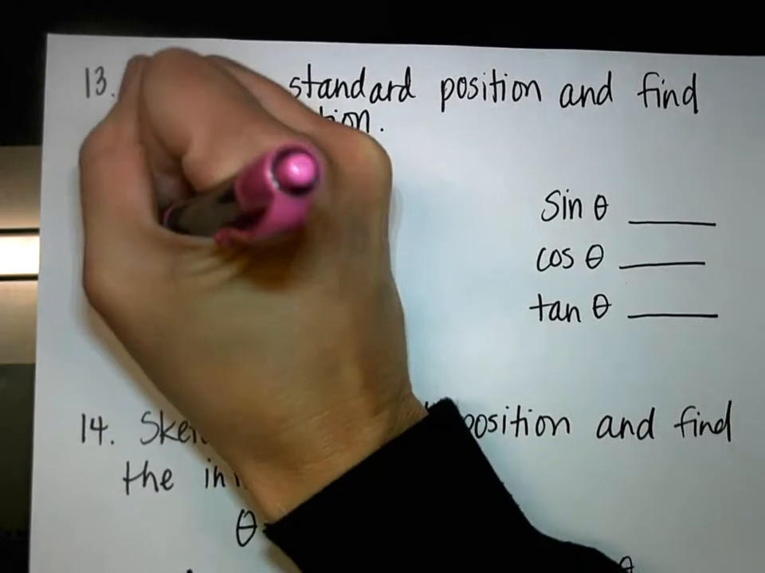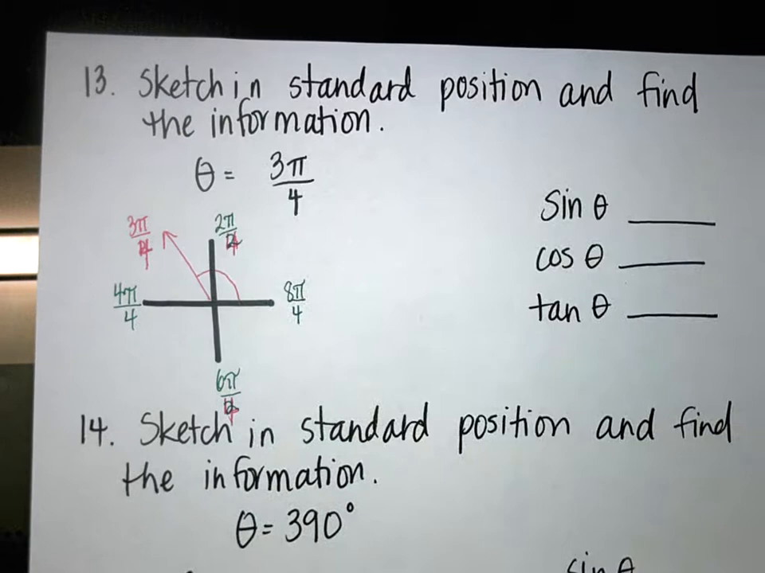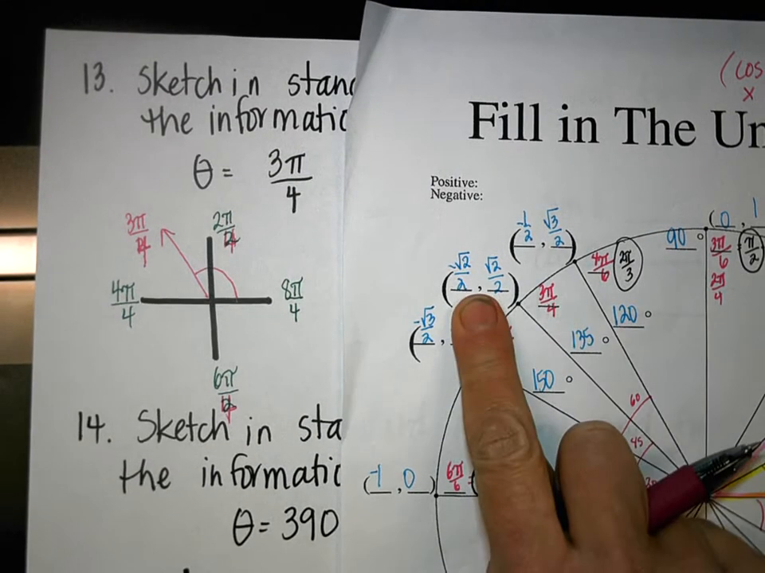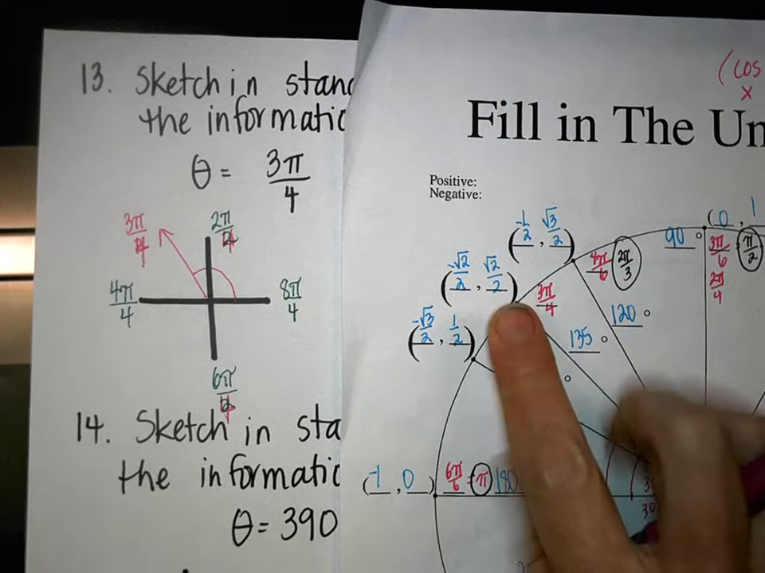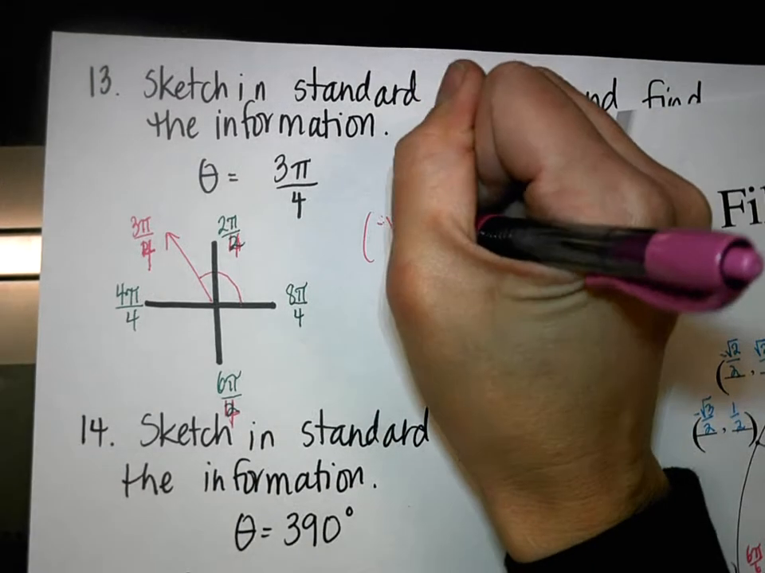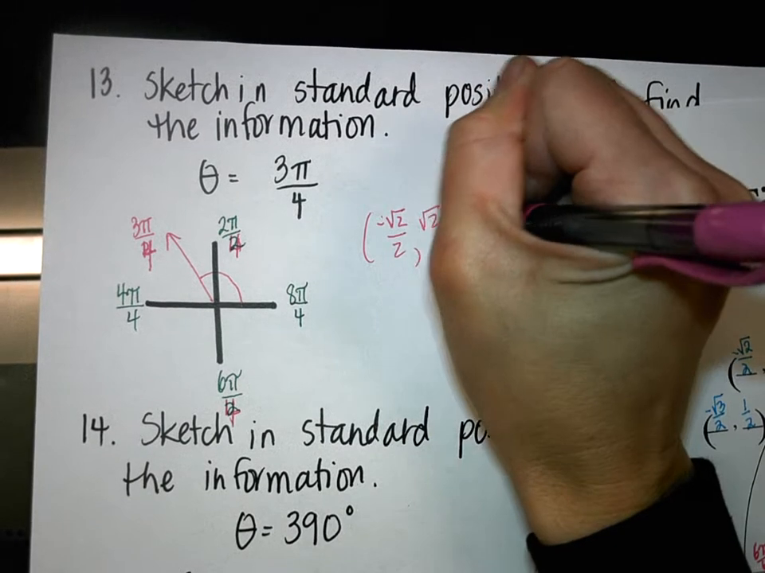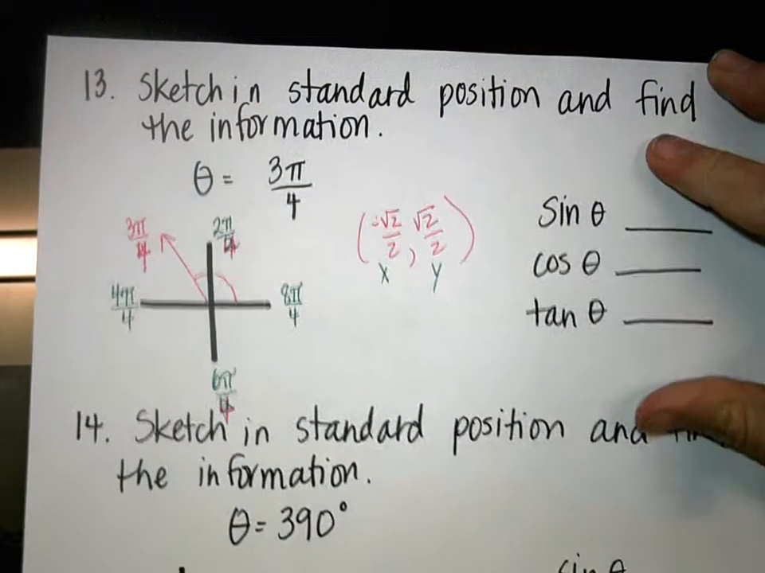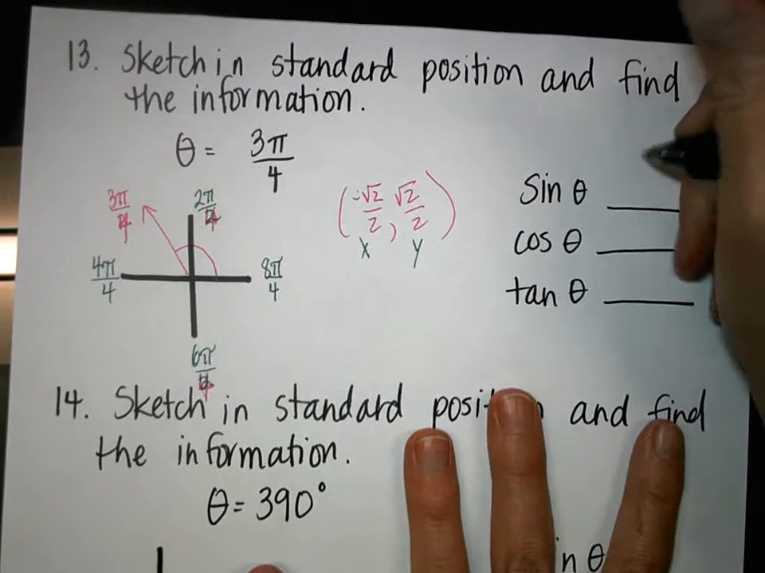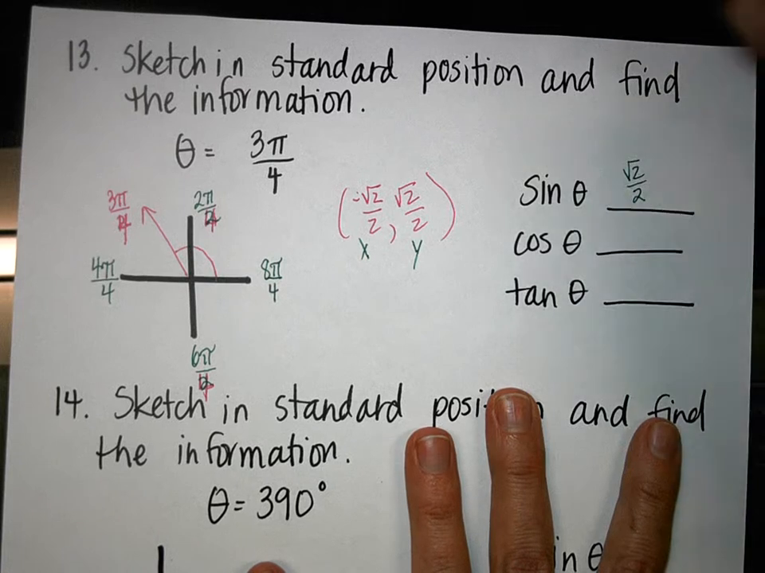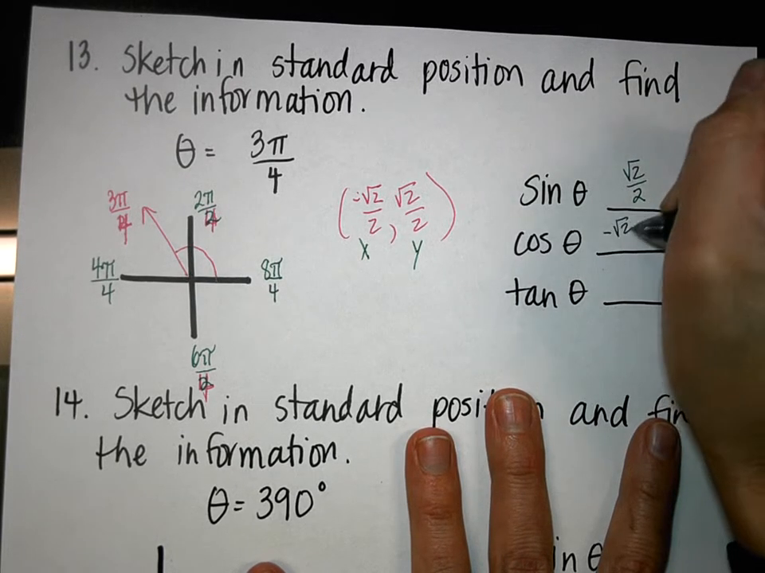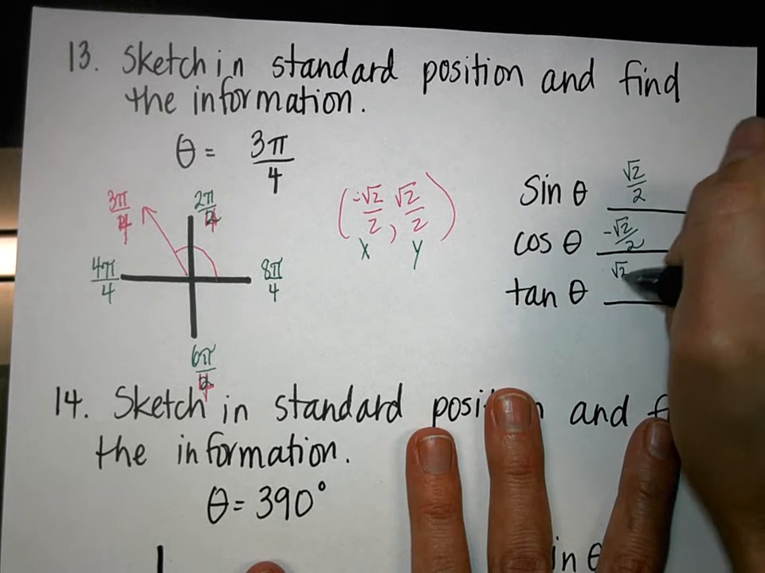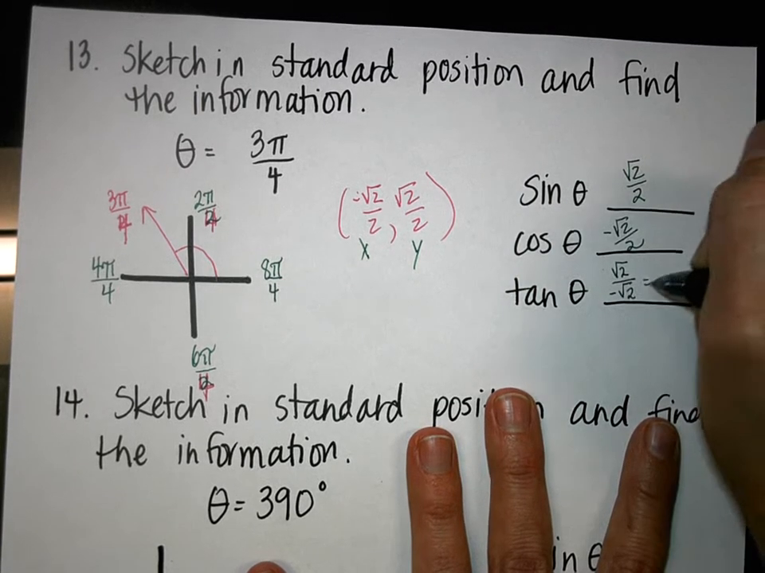3 pi over 4. Okay, so 3 pi over 4, here it is on our unit circle. That ordered pair is negative root 2 over 2, positive root 2 over 2. So we're going to write this here. Okay, this is our x and our y. And so sine is our y value, which is root 2 over 2. Cosine is our x value, which is negative root 2 over 2. Tangent is y over x, which is root 2 over negative root 2, and that reduces to be negative 1.